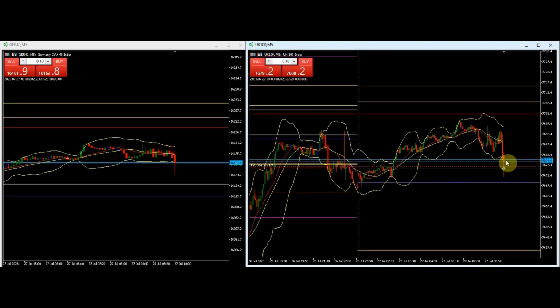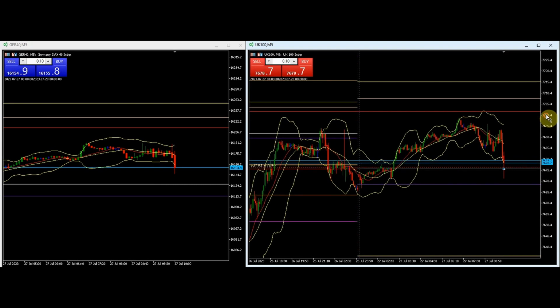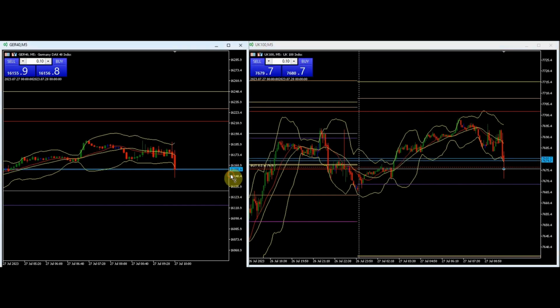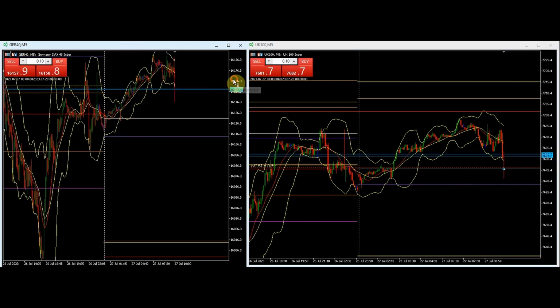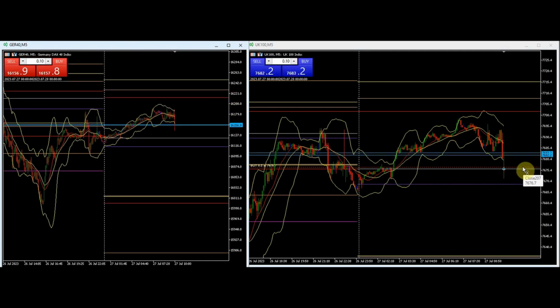I'll probably look to exit the position if we're in profit and I don't see any strong positive action. As for the DAX, we haven't really gained enough momentum in any direction. There's not really enough movement. We haven't tapped anything. So it's not really my preferred trading option.